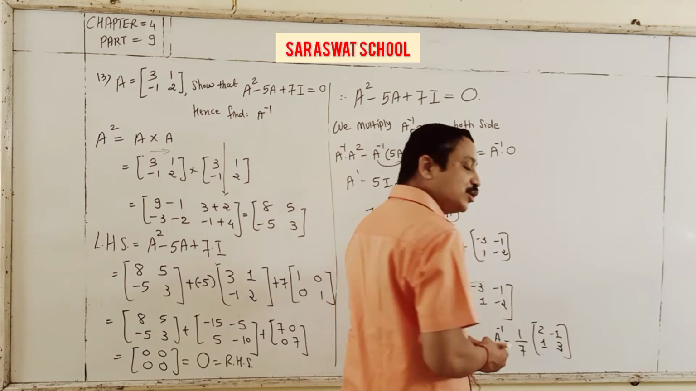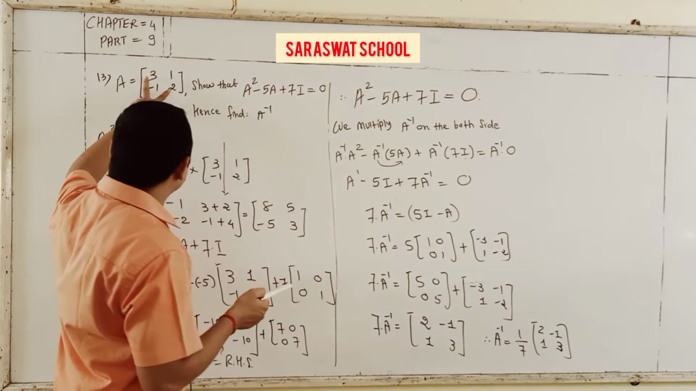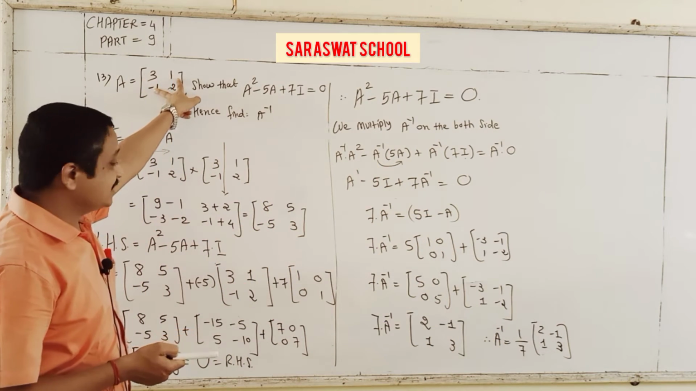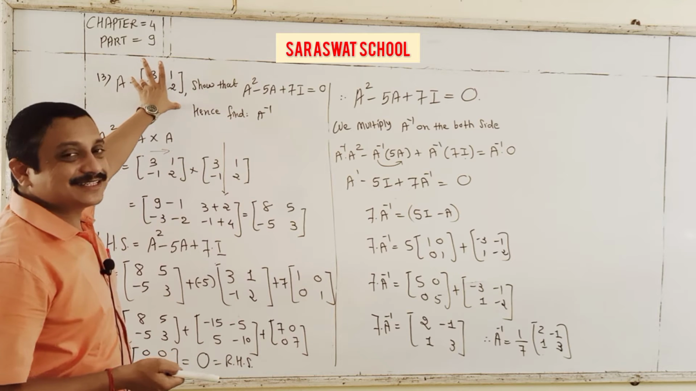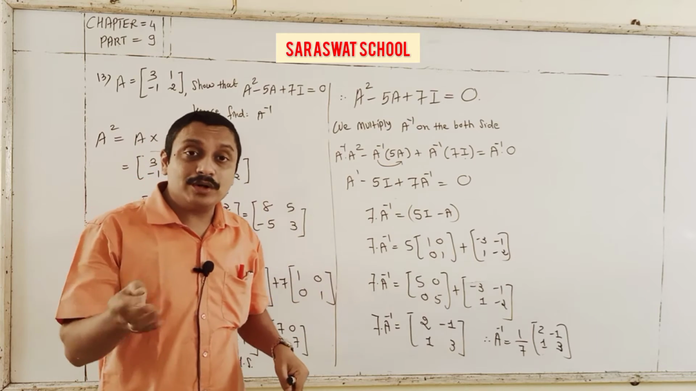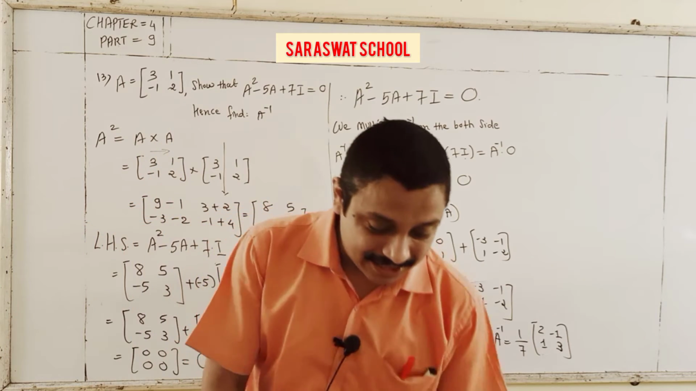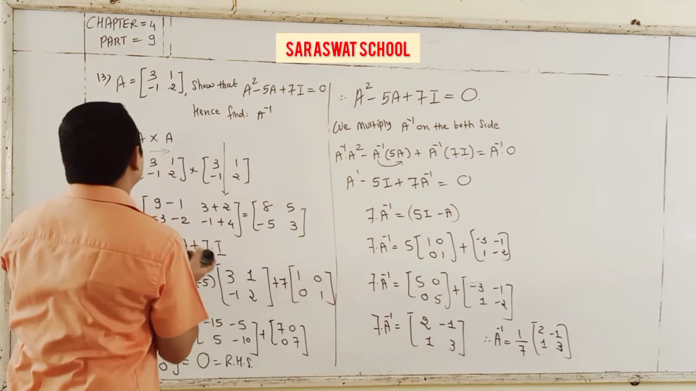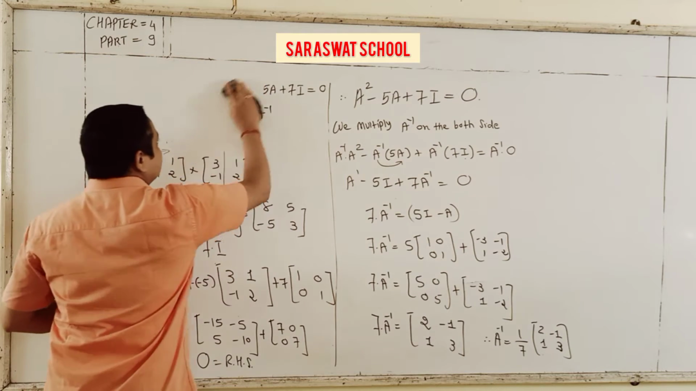If you go adjoint wise, then also the same answer comes. Just see, principal diagonal change, secondary sign change, and modulus is 6 plus 1, 7. But here it asks to show, calculate by the equations. That's why students, we multiply A inverse on both sides. Continue.